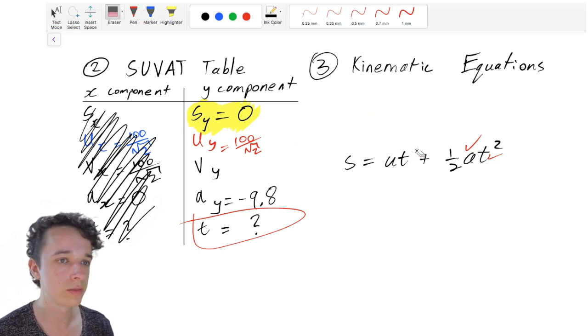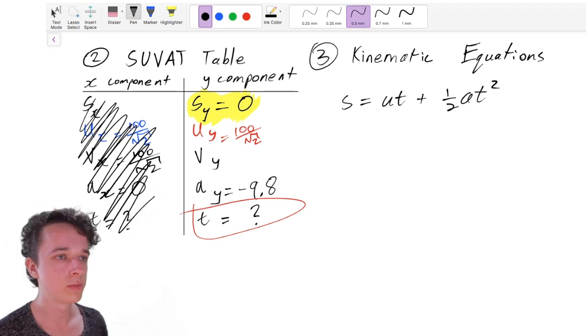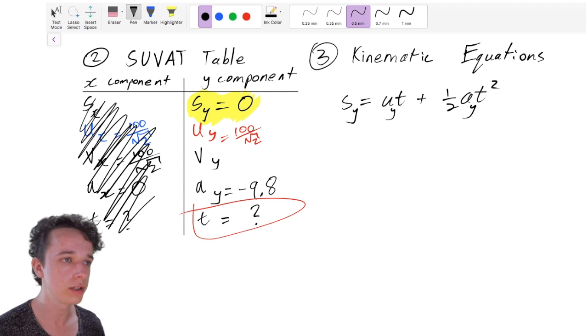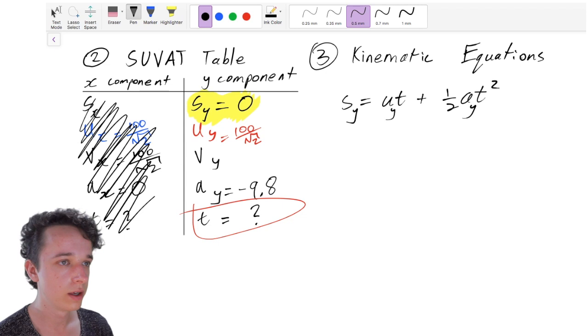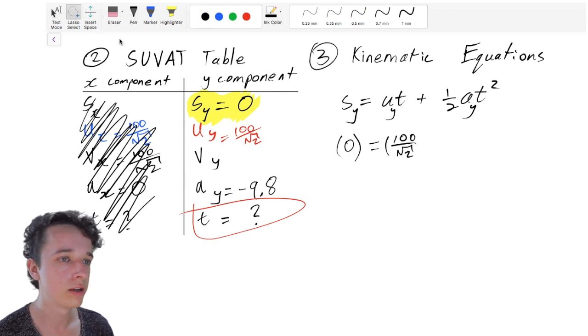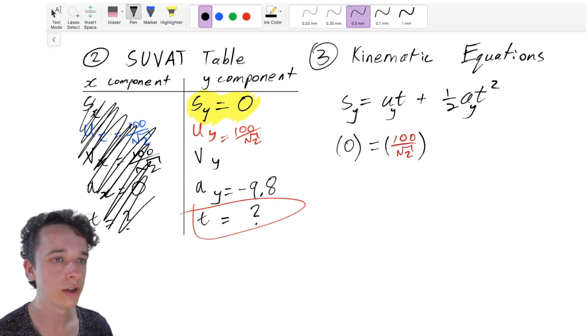All right, so let me just make this a little bit neater. Bring this up here, and I'm going to put the subscript y on each of the variables other than t, because t does not depend on whether you're considering the x or y component. All right, so let's sub in our values. sy is 0. uy is 100 over root 2. And I'll make that red just to follow the convention. And plus half of ay.